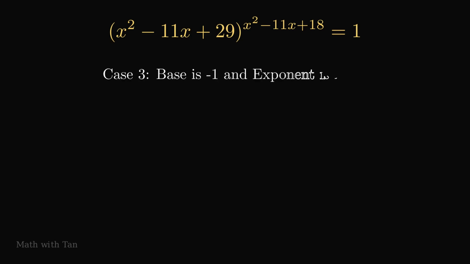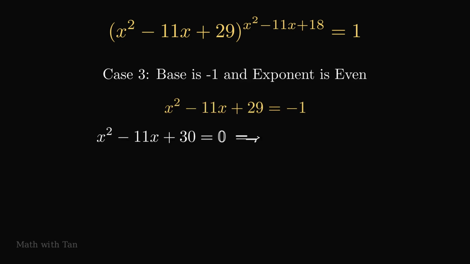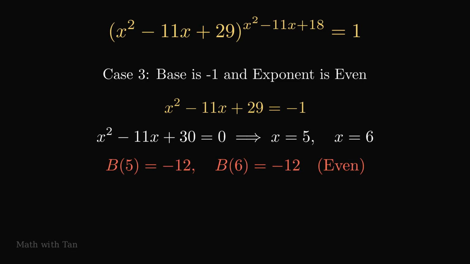Finally, Case 3. The base is -1. For this to work, the exponent must be an even integer. Solving for a base of -1, we get x equals 5 and x equals 6. But wait, we must check the parity. Placing these back into the exponent, both yield -12. Since -12 is an even integer, both 5 and 6 are valid solutions.